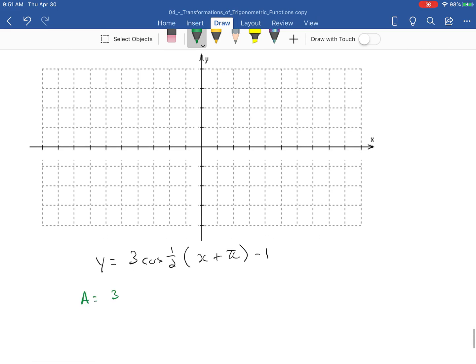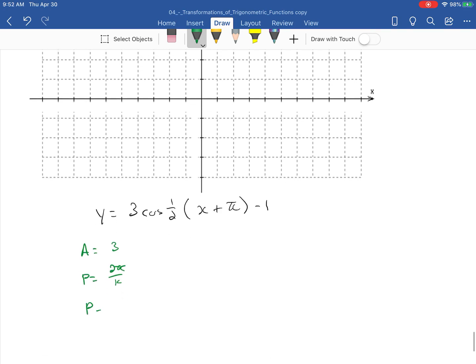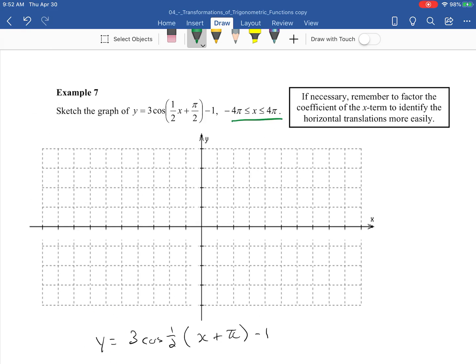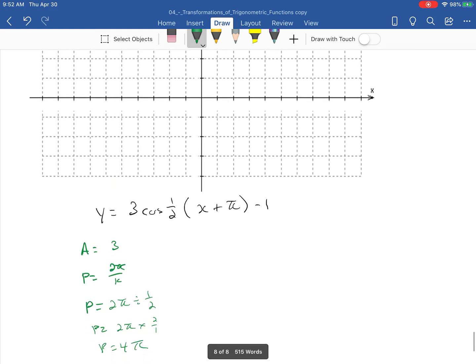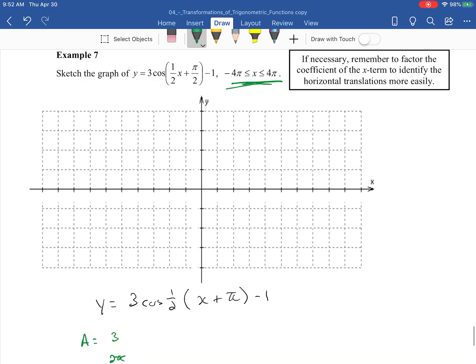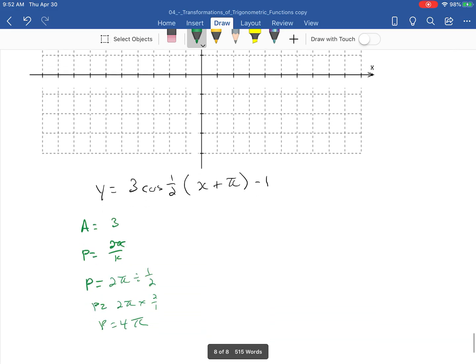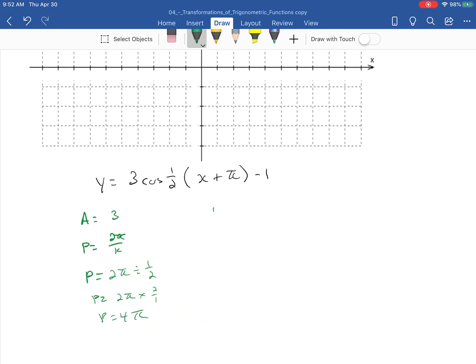But here come all those steps one more time. Amplitude, 3. Period, 2 pi over the k value. The k value is 1/2. Isn't that weird? I'm going to write it like this: 2 pi divided by 1/2, which is 2 pi times 2 over 1. So the period's 4 pi this time. That was a horizontal stretch by factor 2. It made the period bigger. Oh, that's going to work pretty well, though, with that domain they want there, so that's okay.